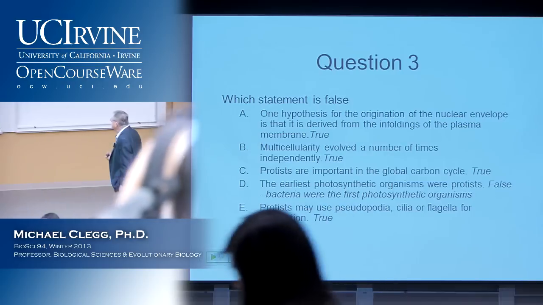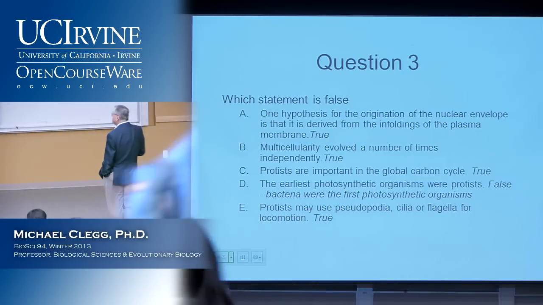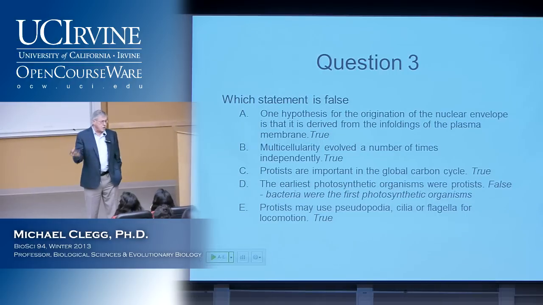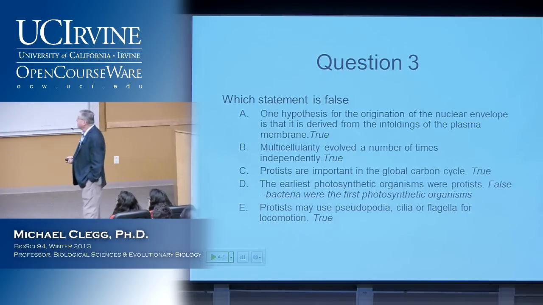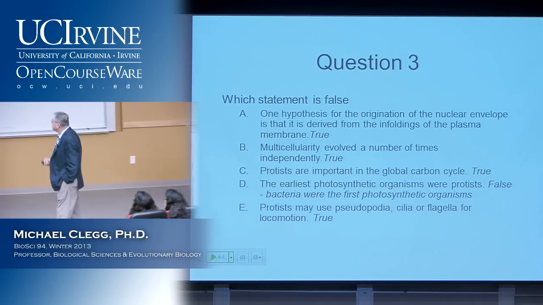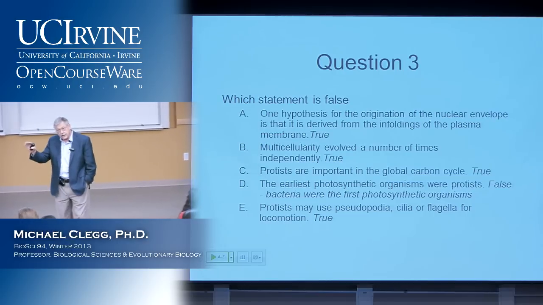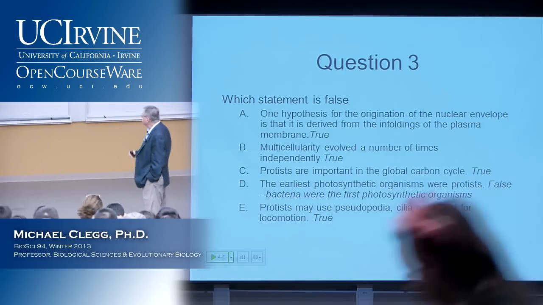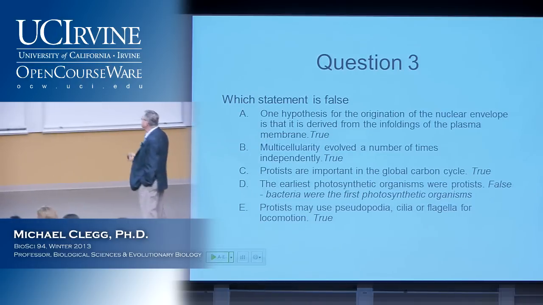Wednesday. Multicellularity evolved a number of times independently. I made a point of that. That's also true. It's pretty remarkable, but it's true. Protists are important in the global carbon cycle. Yes, we talked about that. The calcium carbonate shells settle to the ocean bottom and build up to form limestone.